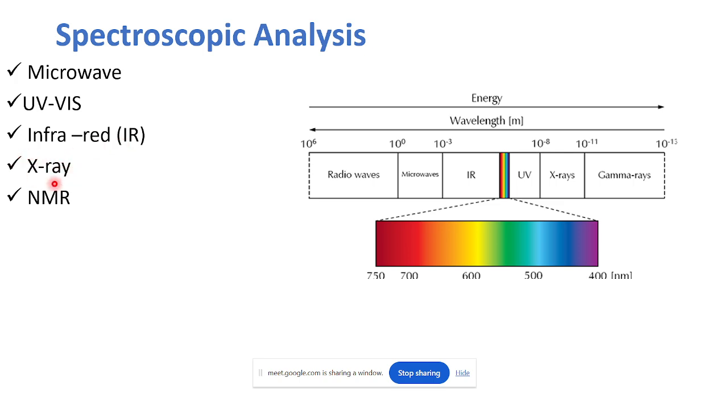The next one, the X-ray. X-ray is the XPS, X-ray photoelectron spectroscopy. From there you can exactly calculate how much of different elements are present in your material. And the last one is nuclear magnetic resonance spectroscopy, that is NMR spectroscopy.